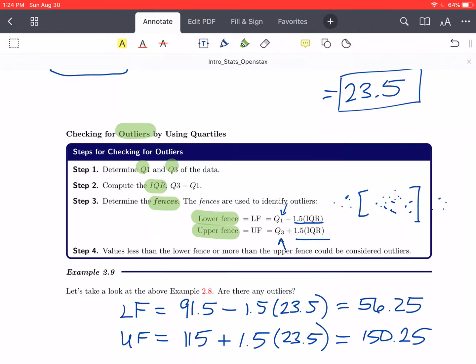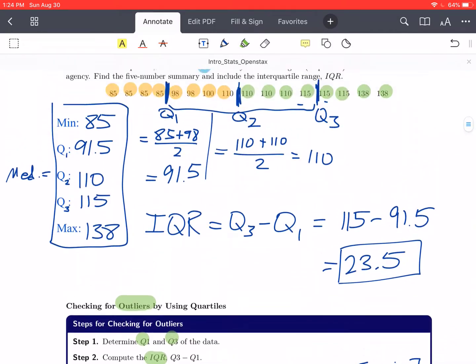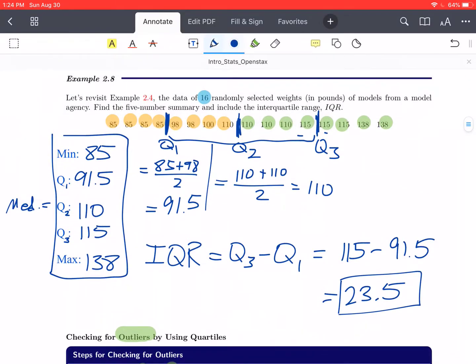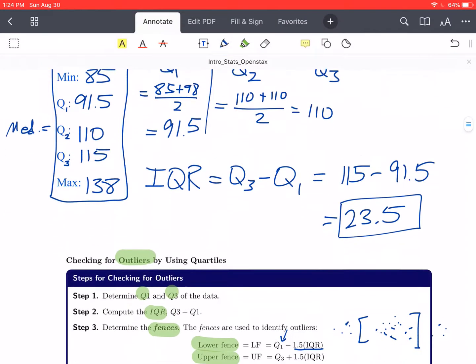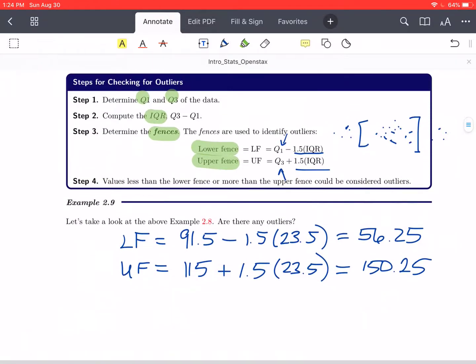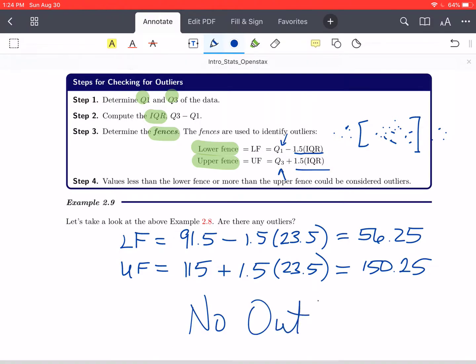So if we go back and look at our data set, so bear these numbers in mind, 56.25, 150.25. Our lowest data point is 85. That's within that range. Our highest data point is 138. That's also within that range. So there are no data points that fall outside of these fences. So that tells us this one has no outliers. Which is good for us. We definitely like not having outliers.